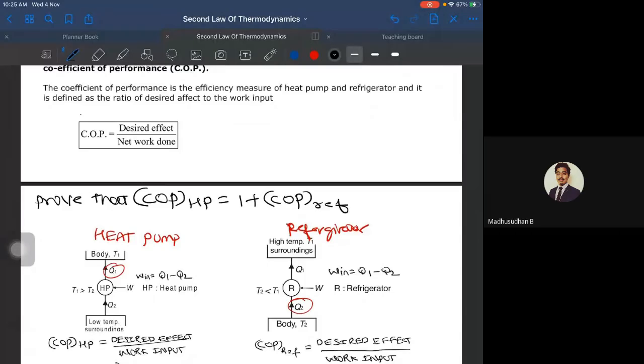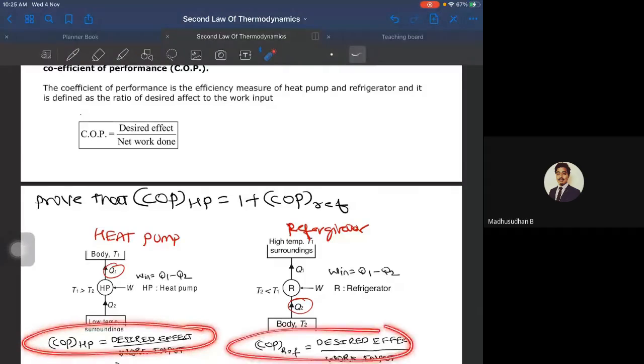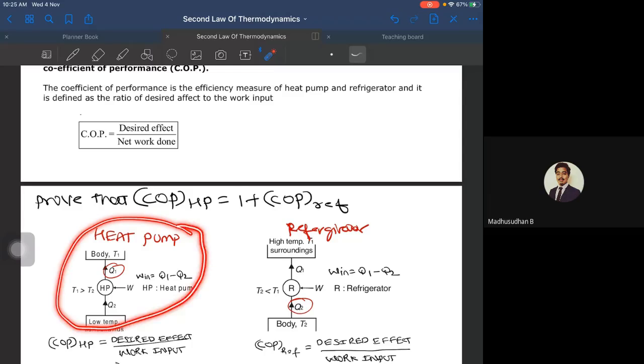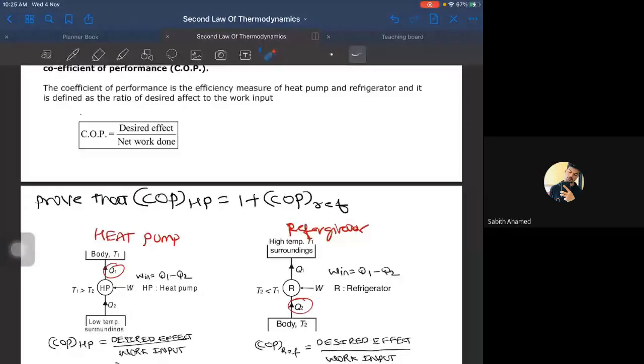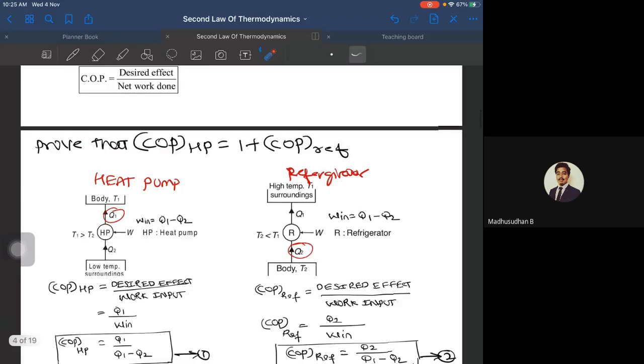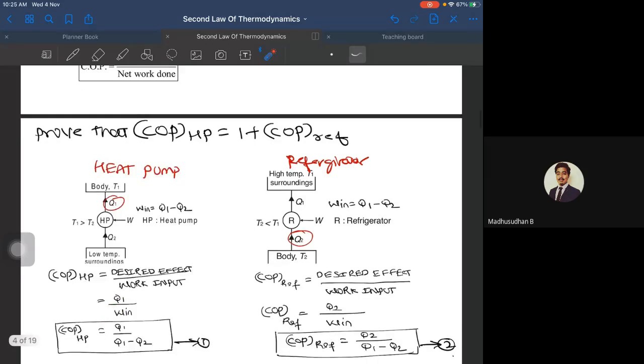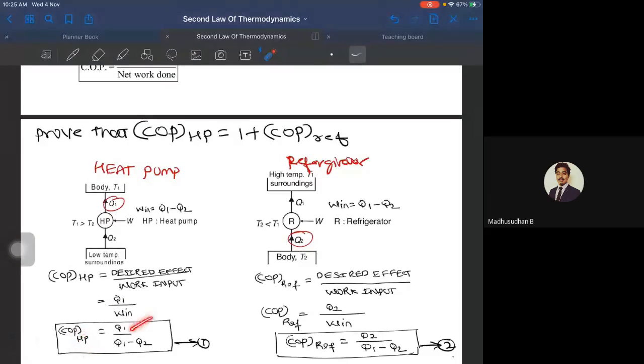If I try to define the COP of a heat pump and the COP of a refrigerator, the work input in both remains the same, which is Q1 minus Q2. The work input for both the heat pump and the refrigerator is Q1 minus Q2, but the desired effect changes. For the heat pump, what is the desired effect? Q1. So Q1 is the desired effect and work input is Q1 minus Q2, so the expression for COP of a heat pump would be Q1 divided by Q1 minus Q2.